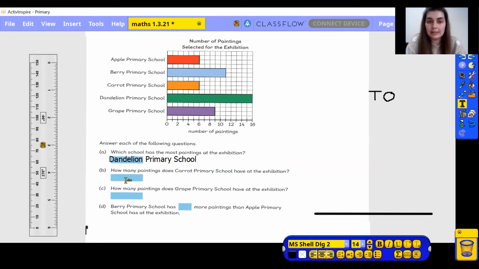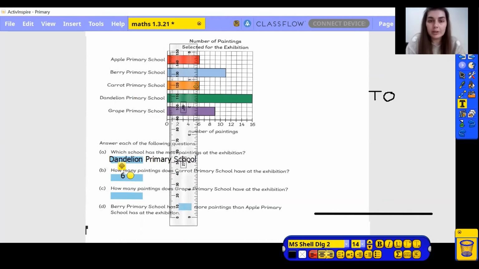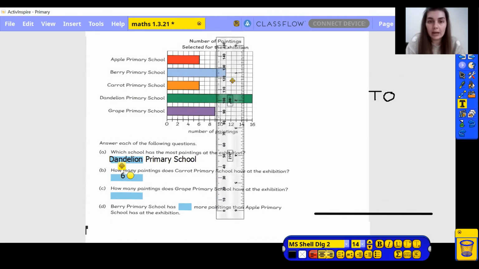So how many paintings does Carrot Primary School have at the exhibition? They have 6. How many paintings does Grape Primary School have at the exhibition? So again, I'm going to use my ruler and line it up. There we go. So this time it hasn't fallen on a number, it's fallen in between 2 numbers.